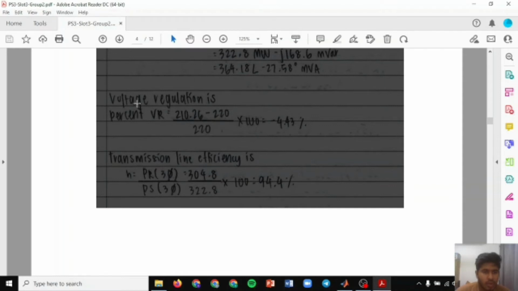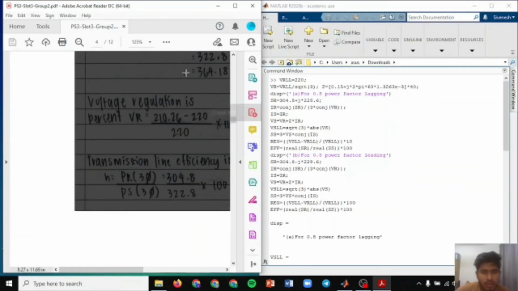Moving on to the voltage regulation, which is negative 4.43%. The transmission line efficiency is 94.4%. So moving on to the next part, which is the coding.